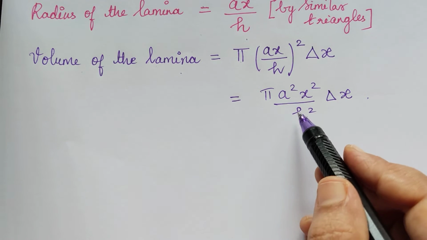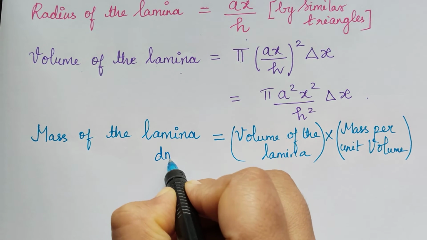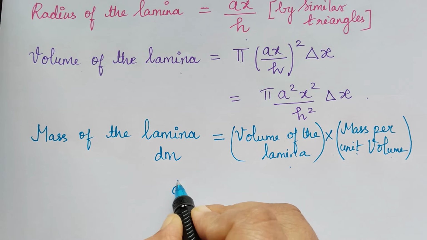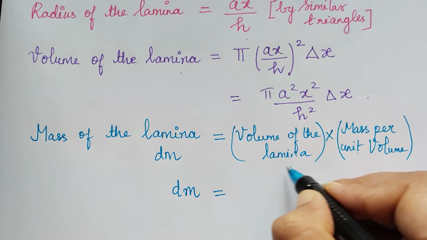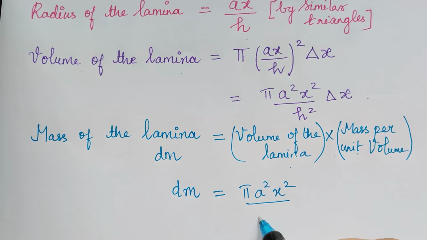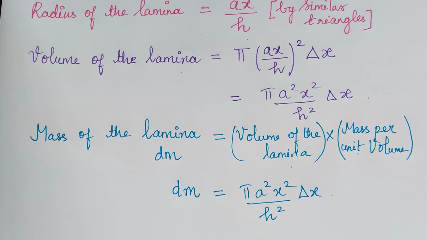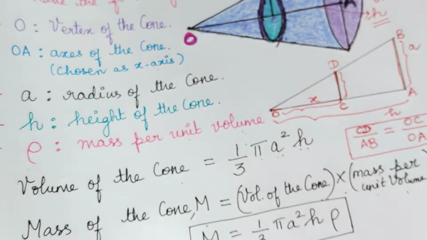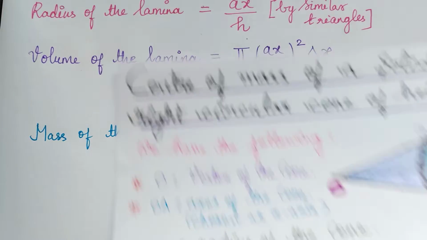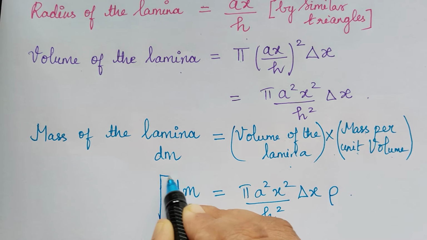We now next have to find the mass of the lamina. So the mass of the lamina dm is given by volume of the lamina multiplied with mass per unit volume. So therefore the value of dm will be equal to the volume of the lamina, pi a square x square by h square delta x, multiplied with the mass per unit volume, which we have taken to be rho. So this we have to substitute. So therefore the value of dm is this.